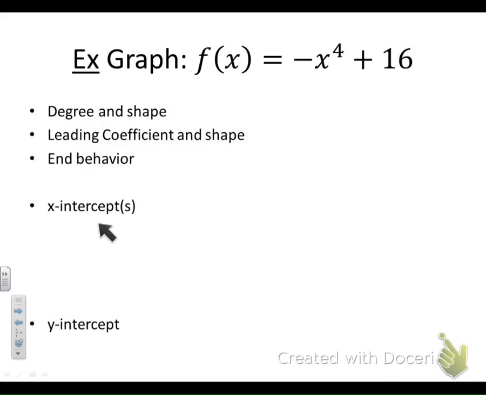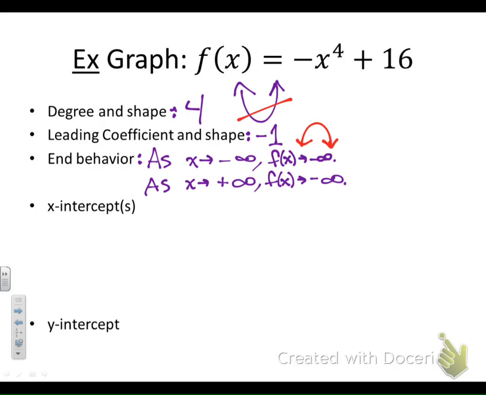We're going to go through the same steps. Degree and shape, leading coefficient with the shape, and behavior, x-intercepts, y-intercepts. No longer up and up, but now it's flip. And then take the 4th root on both sides.